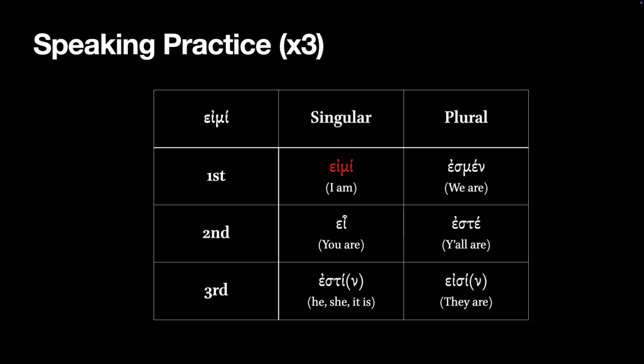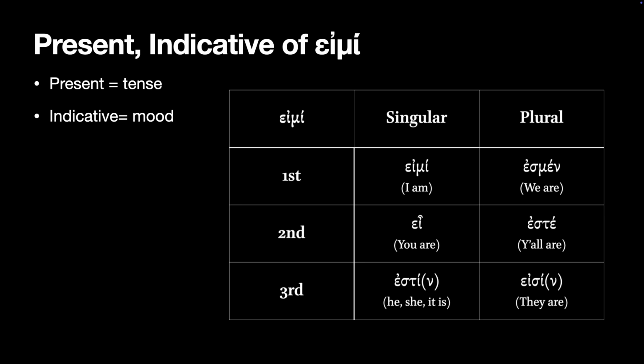Repeat after me. Eimi, ei, esti, esmen, este, asi. One more time, together. Eimi, ei, esti, esmen, este, asi. One more time, a little bit faster. Eimi, ei, esti, esmen, este, asi.